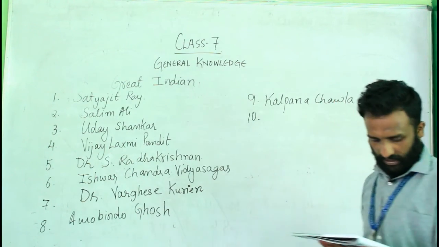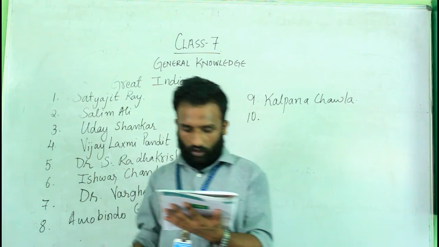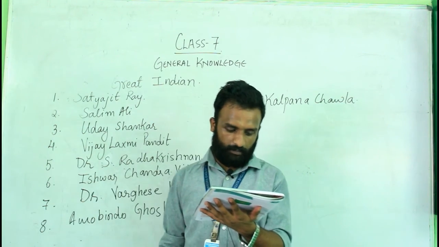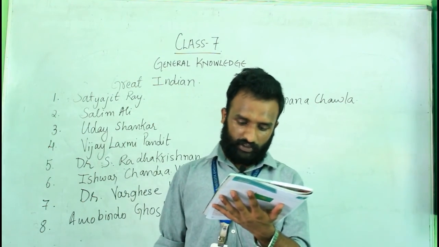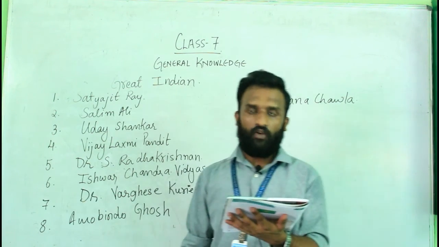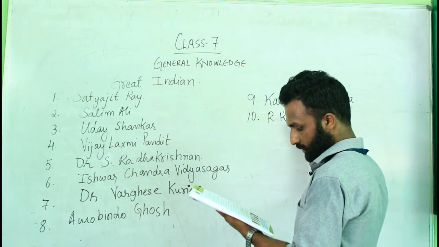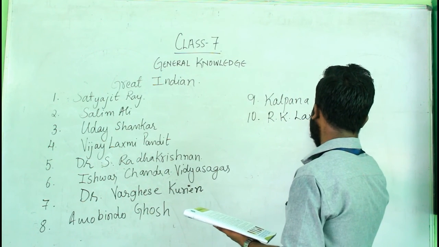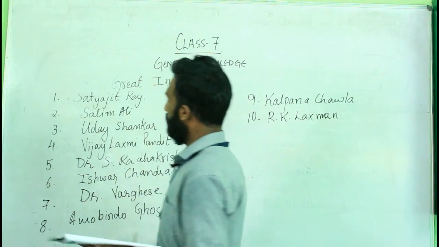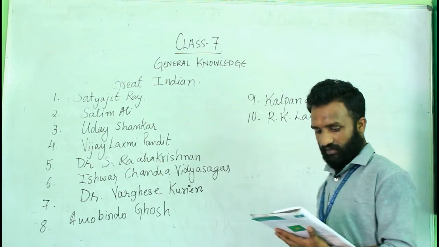Now the last, number 10: he is an outstanding Indian cartoonist associated with the Times of India. He is the winner of the B.D. Goenka Award for Journalism. He also got the Magsaysay Award in 1984. So the answer is R.K. Laxman. With this, these are the answers for chapter 3 of General Knowledge class 7.